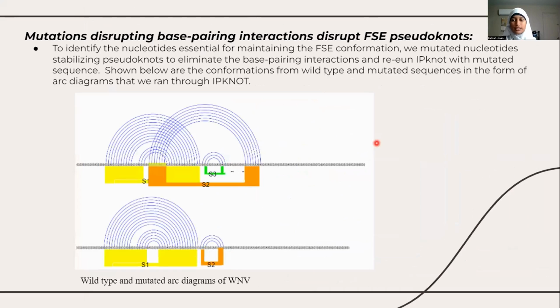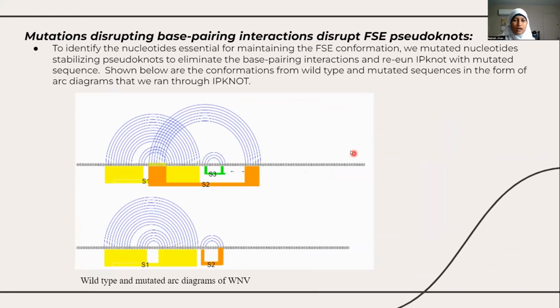So to identify the nucleotides that were needed for maintaining the FSE conformation, we mutated the nucleotides that were stabilizing the pseudoknots in order to eliminate the base pairing interactions. And we reran the mutated sequence through IPknot again. And shown below are the conformations of the wild type, which is the original, and the mutated sequences in the form of arc diagrams that we ran through IPknot.